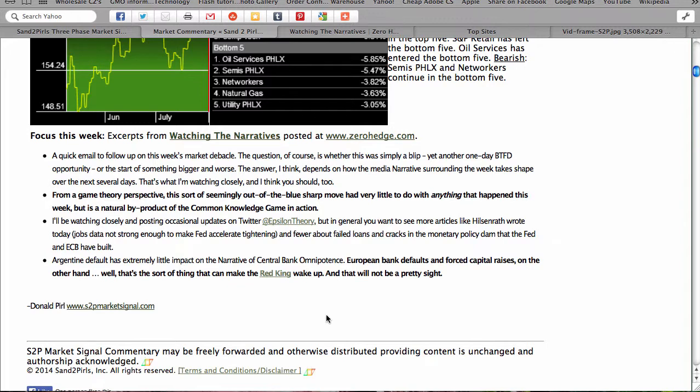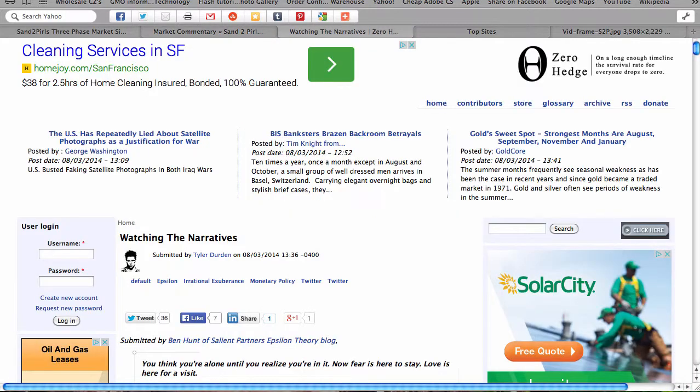Focus this week. Excerpts from Watching the Narratives posted at www.zerohedge.com. A quick email to follow up on this week's market debacle. The question, of course, is whether this was simply a blip, yet another buy-the-dip opportunity, or the start of something bigger and worse? The answer, I think, depends on how the media narrative surrounding the week takes shape over the next several days. That's what I'm watching closely, and I think you should too.